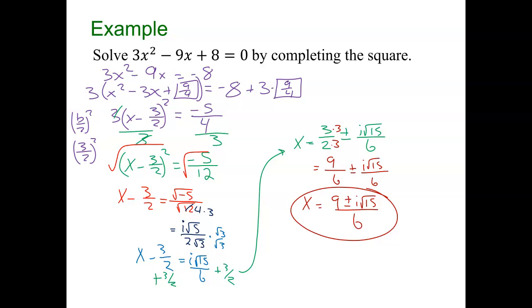This is absolutely delightful. How'd you get the negative 5? So 3 times 9 over 4 is 27 over 4. Add that to negative 8. 8 needs a common denominator. So that becomes negative 32 over 4 plus 27 over 4 equals negative 5 over 4.